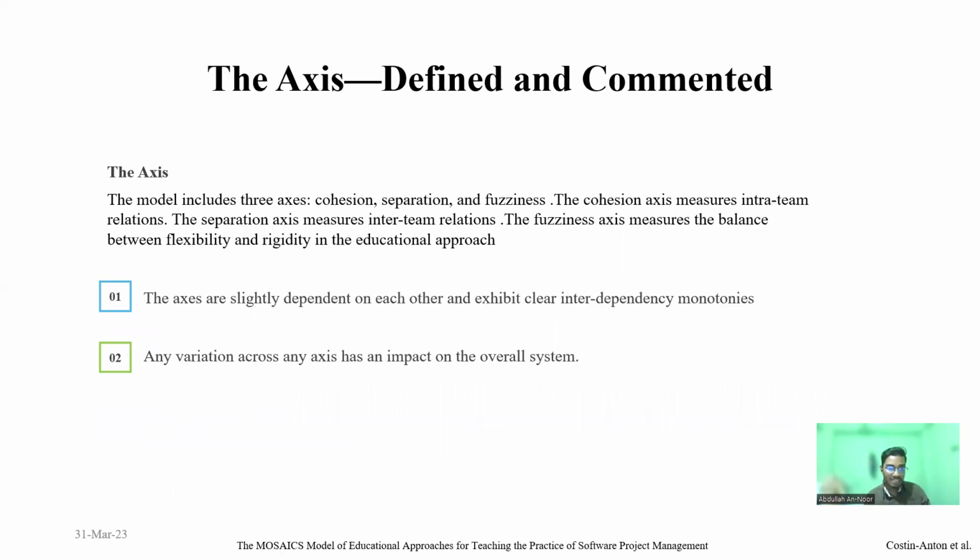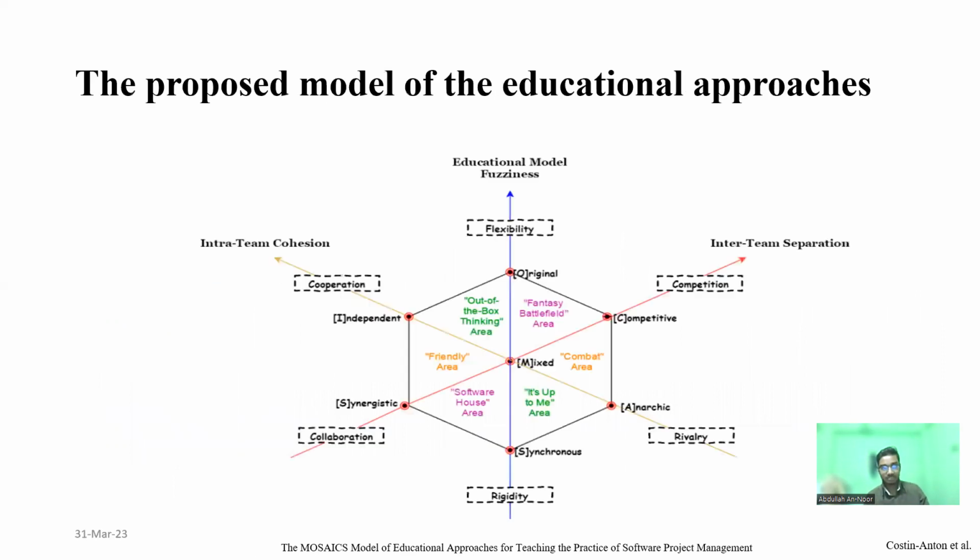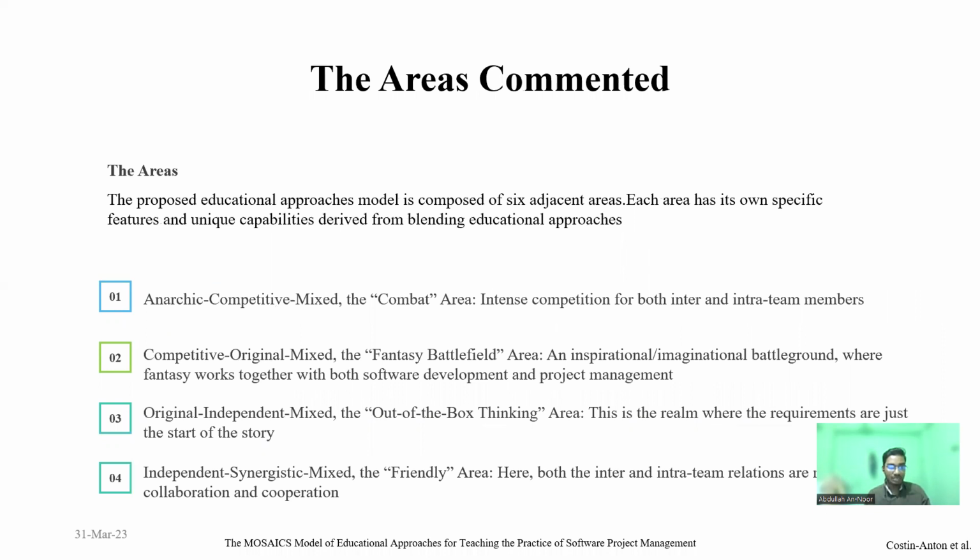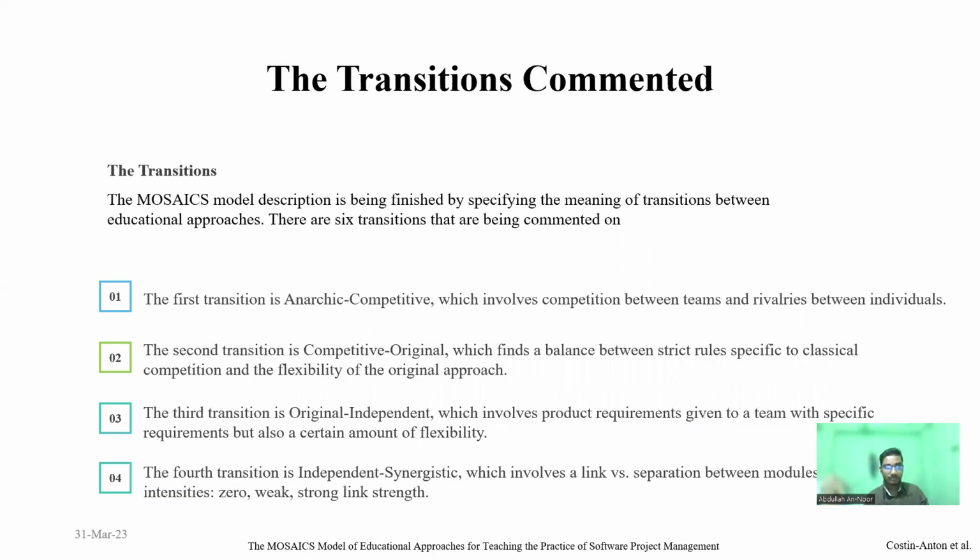The axes defined and commented. The proposed MOSAICS model for teaching software project management includes three axes: cohesion, separation, and fuzziness, which are interdependent and have an impact on the overall system. Here is the graphical representation of the boundaries and relationship between the three axes. The areas commented. The proposed MOSAICS model is composed of six adjacent areas that blend different educational approaches. Each area has specific features and capabilities.